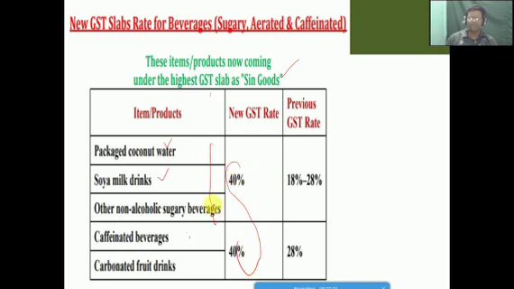Earlier these items were at 18% or 28%, and here the caffeinated beverages and carbonated fruit drinks were earlier at 28% GST rate. Now it is 40%. So it is costlier as compared to the previous GST rate.